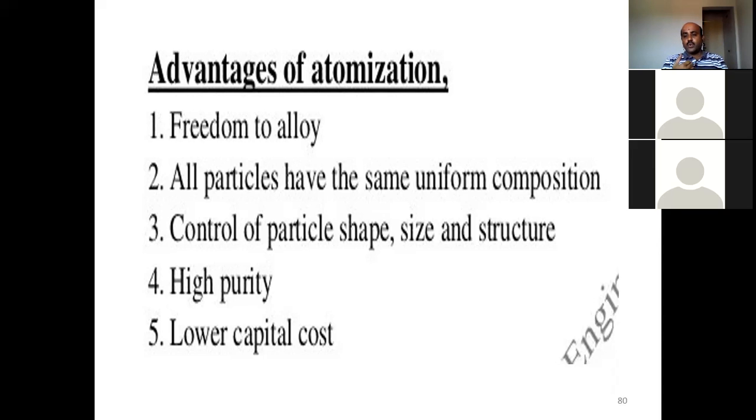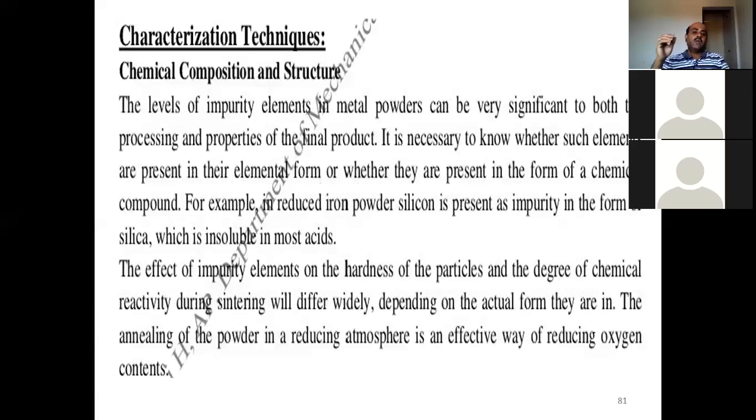Okay. So I'm going to start the characterization technique. Another 10-15 minutes is there. So let us start this, and we're going to continue in the next week also. So let us start with the third part of powder metallurgy, which we call characterization technique. In this characterization technique, the most important things are chemical composition and the structure.